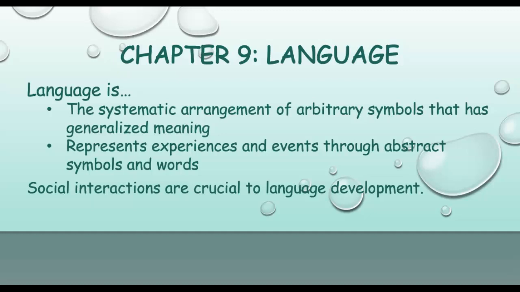We're continuing with chapter 9, which focuses on language. Language is the systematic arrangement of arbitrary symbols that has general meaning. Symbols meaning numerals and alphabet letters. Language is representational of experiences and events through abstract symbols and words.